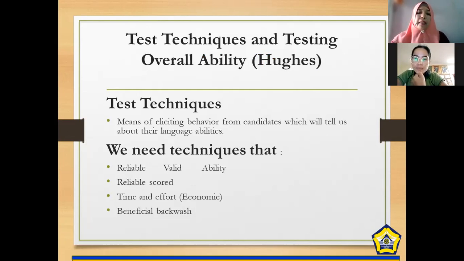And then we need a technique that is reliable and valid. It means that we need a technique which will elicit behavior which is a reliable and valid indicator of the ability in which we are interested. The second one, we need a technique which will elicit behavior which can be reliably scored. The third one, we need a technique which is as economical of time and effort as possible. And the last one, we need a technique which will have a beneficial backwash effect.